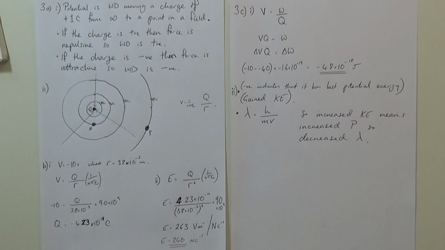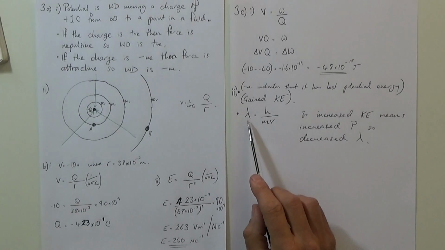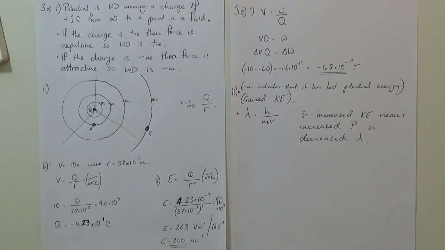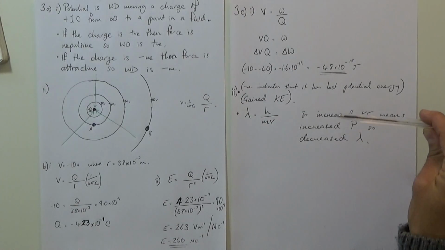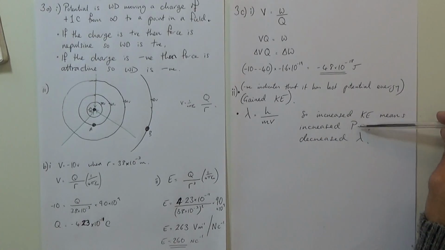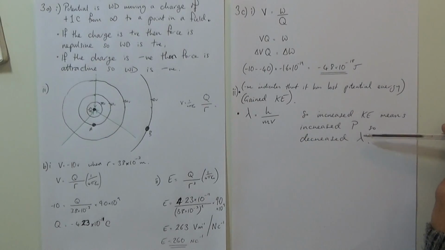Now the second part of that question says explain also how the de Broglie wavelength of the electron changes as it moves from A to B. Well, the de Broglie wavelength is given by Planck's constant divided by the momentum. So essentially, if it's increased its kinetic energy, it's also therefore increased its momentum. If it's increased momentum, because that's on the bottom, the de Broglie wavelength will have decreased. Okie dokie, that is question 3.